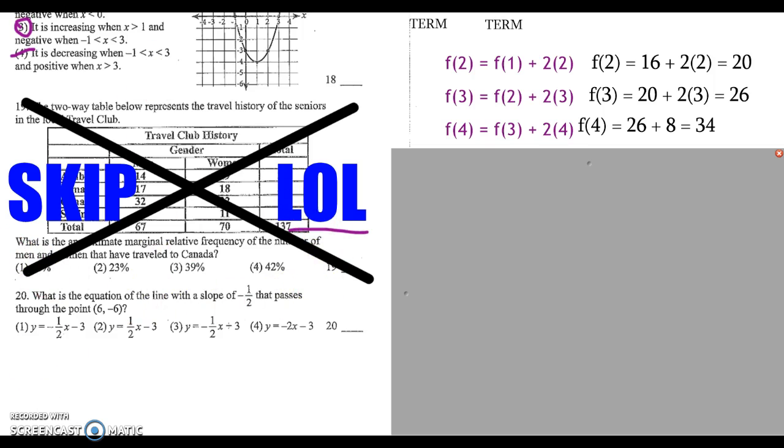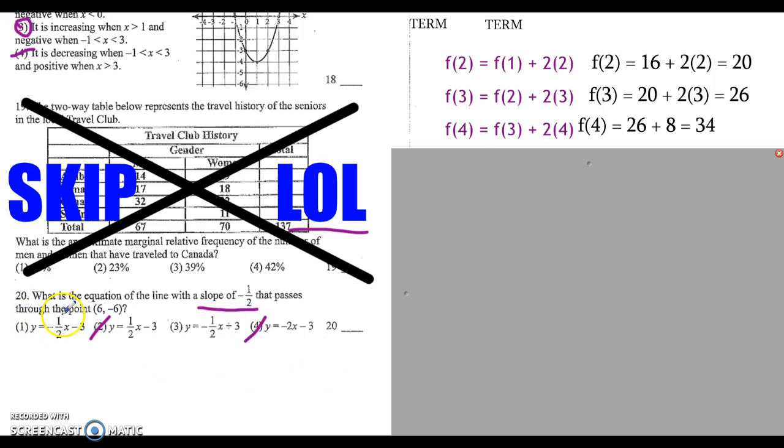All right, last but not least on this page, what is the equation of the line with a slope of -1/2 that passes through the point 6, -6? Let's use some common sense here. The first thing we're going to do is eliminate all the choices that don't have a slope of -1/2. This has a slope of +1/2. No good. This one has a slope of -2. No good. Look how easy that was.